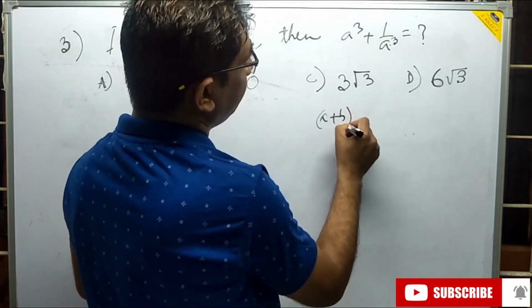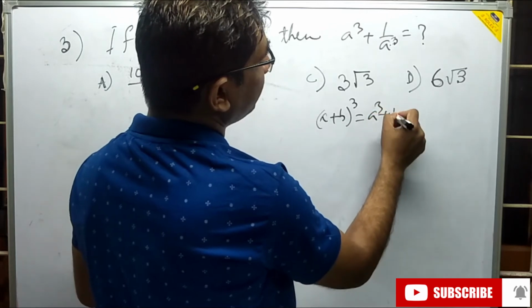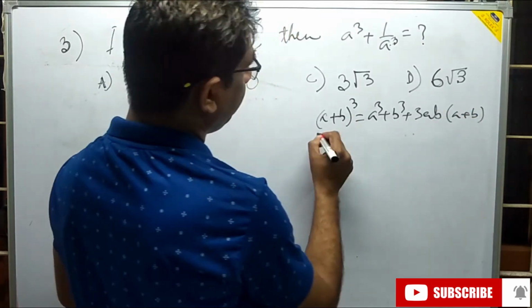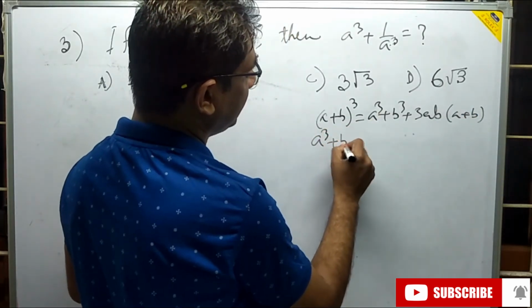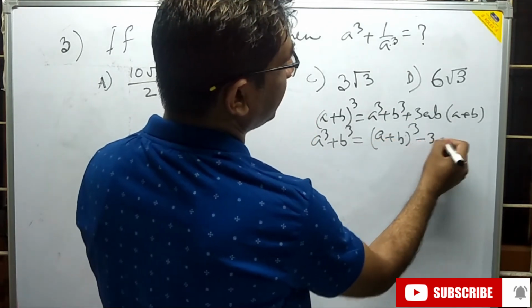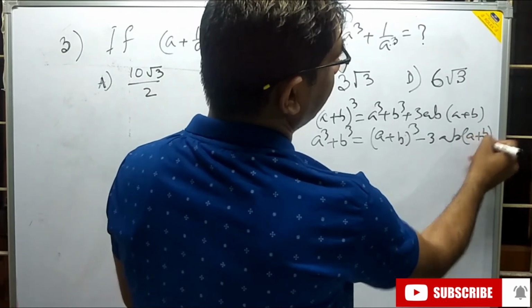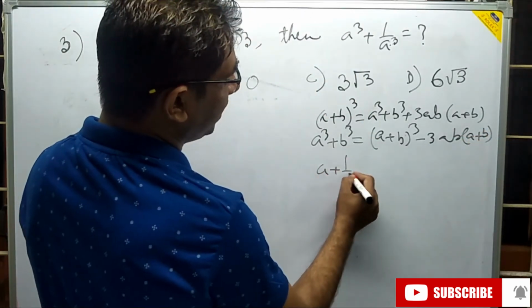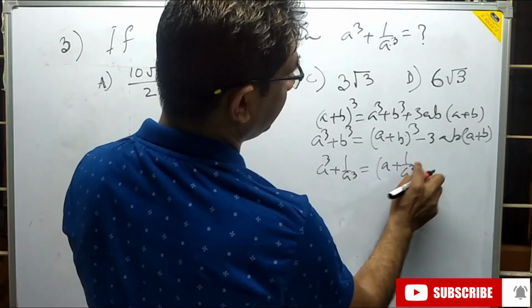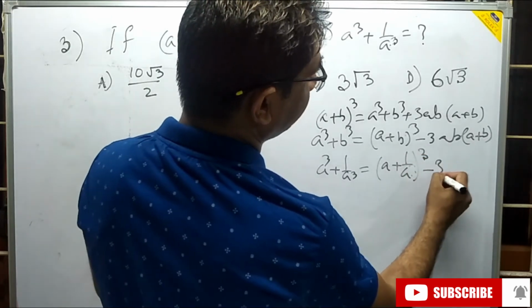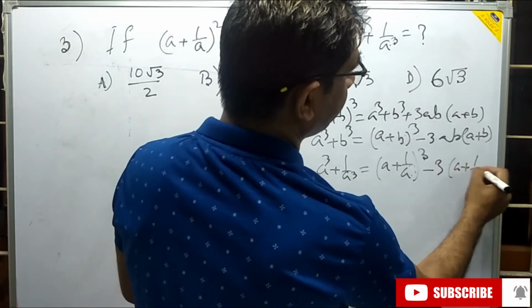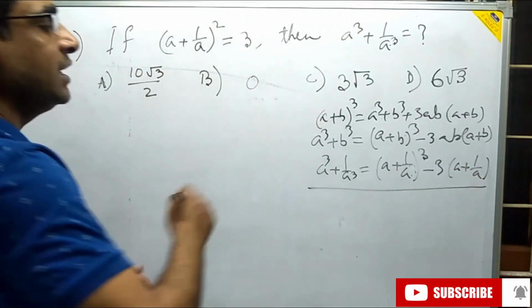This identity a plus b whole cube equal to a cube plus b cube plus 3ab into a plus b, and from this identity I can write a cube plus b cube, this side, this one minus 3ab into a plus b. Using this one I can write a cube plus 1 by a cube equal to a plus 1 by a whole cube minus 3 a into 1 by a cancel, only a plus 1 by a. I can use this identity here.